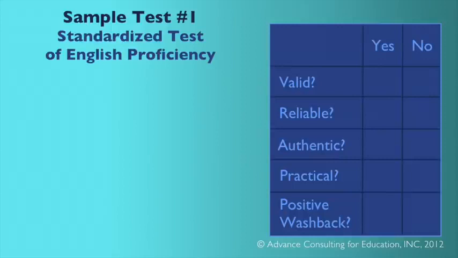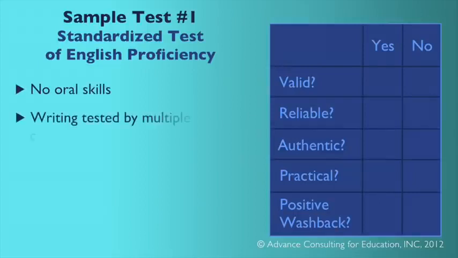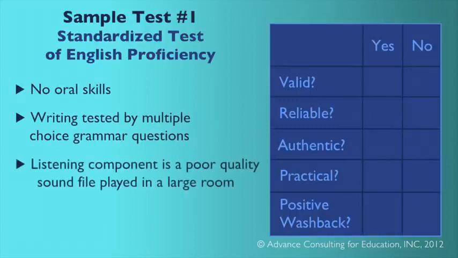So you might have a standardized test of English with no oral skills, and student writing might be tested by multiple choice grammar questions. And the listening comprehension part of the test is a poor quality sound file that's played in a large room where there may be echoes. And finally, students receive a single score on their test. So let's look at how the principles apply in this particular situation.